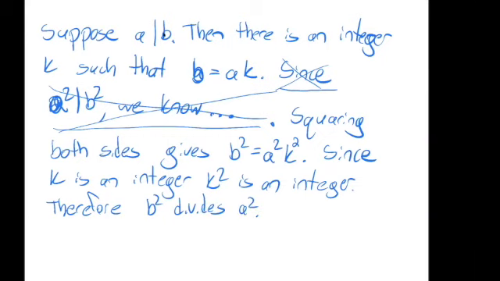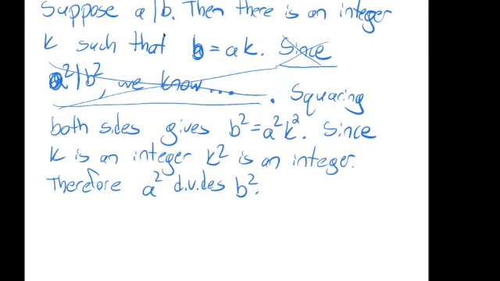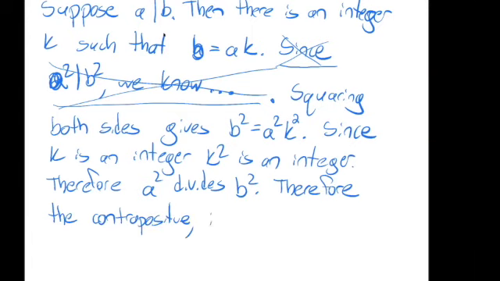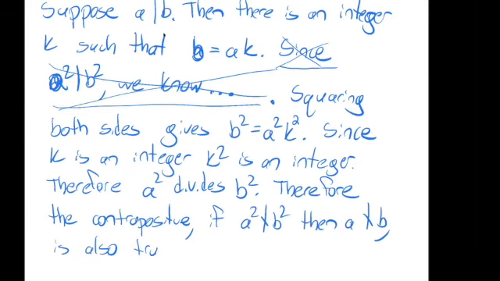Yep, that sounds good. I concluded it by saying therefore a squared divides b squared. Yeah, sorry, I have that reversed. The contrapositive proof implies that if a squared does not divide b squared, then a does not divide b. So that would do it. Any questions?